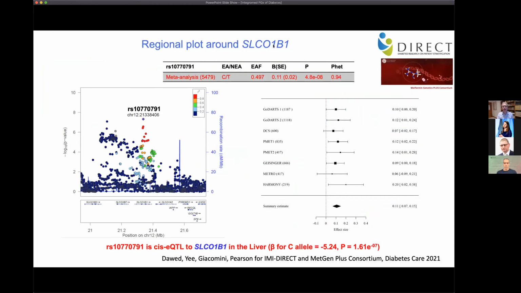So this is our SLCO1B1 signal, shown here in our regional association plot. You can see a number of genes in the region, including SLCO1B1, SLCO1B3, SLCO1B7. And again, on the right, you can see the forest plot showing that we have a pretty consistent result. What we show is that our SNP is an intronic SNP, and it's a cis eQTL to SLCO1B1 in the liver. So it's not a coding SNP altering function, it's an expression SNP altering expression of this gene in the liver.